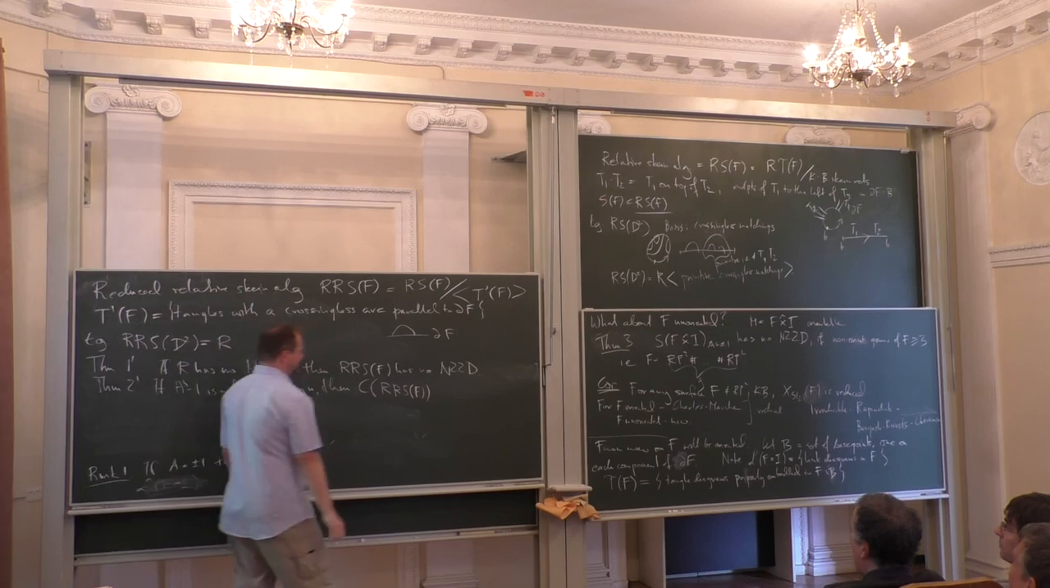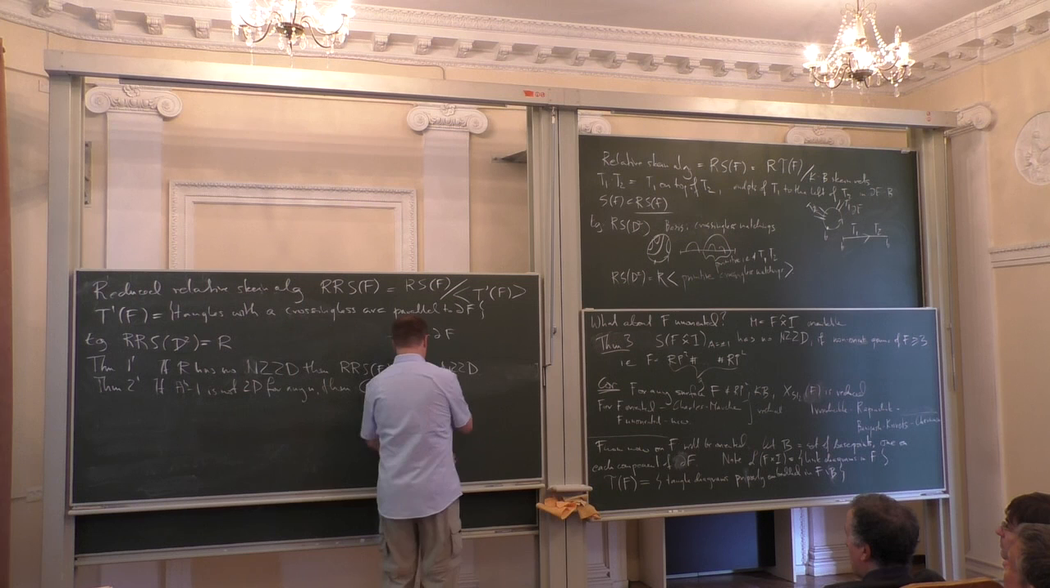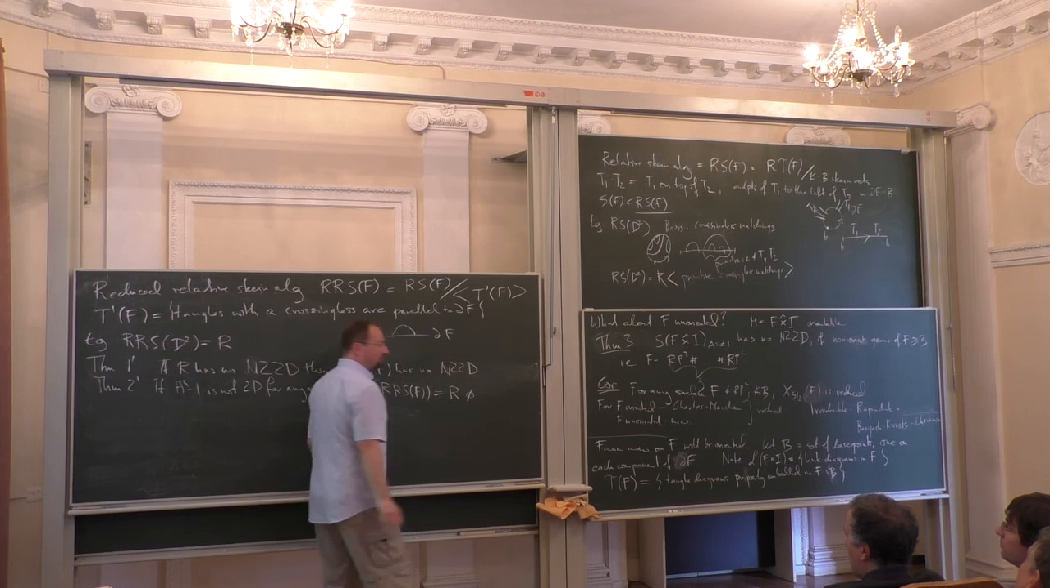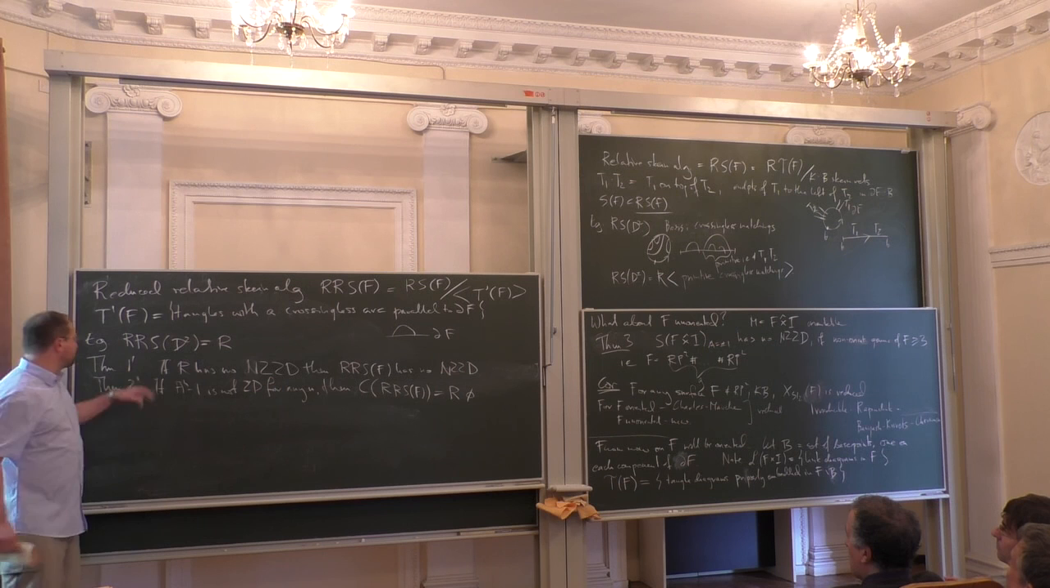Can you guess what would be that? Well, actually, this line will be trivial. It's generated by, it's just R. So in other words, I could write it this way: R times identity.